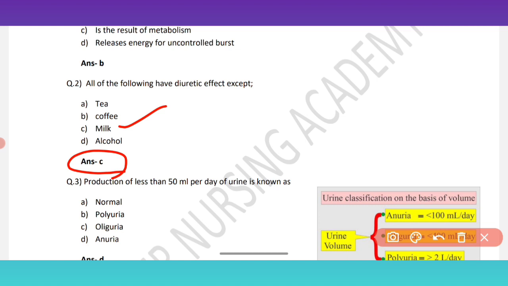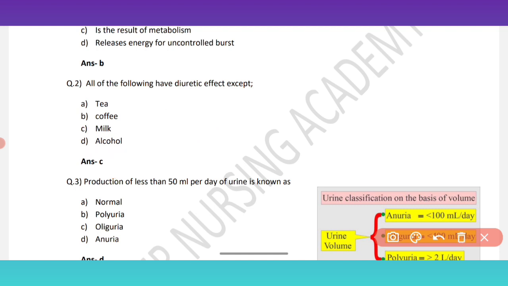Milk doesn't have the diuretic effect, whereas tea, coffee and alcohol do. Obviously if a person is taking alcohol, an excess amount of urine output will be there. So alcohol has the diuretic effect. And tea and coffee are considered under what? Caffeine. So caffeine also has the diuretic effect. So at last, which is left? Milk is left. So milk is the one which doesn't have the diuretic effect.